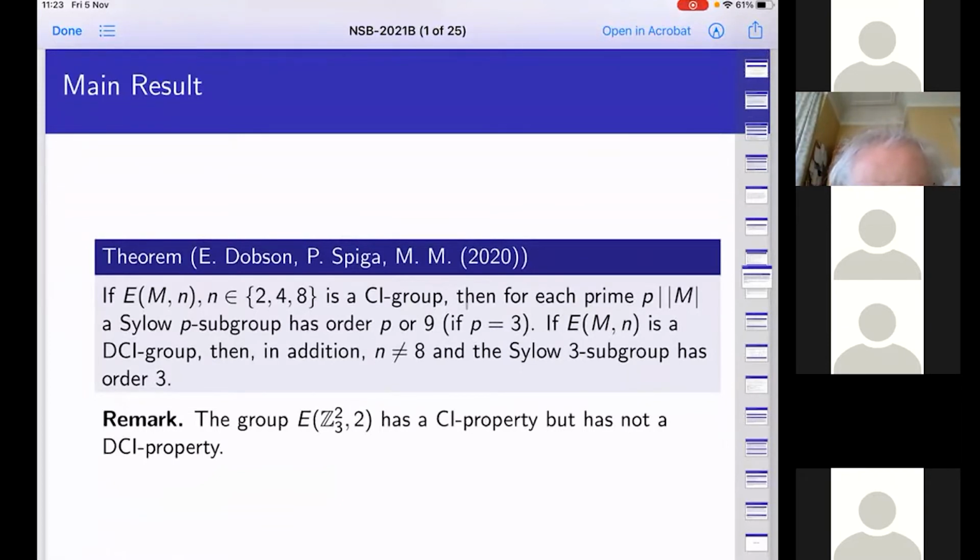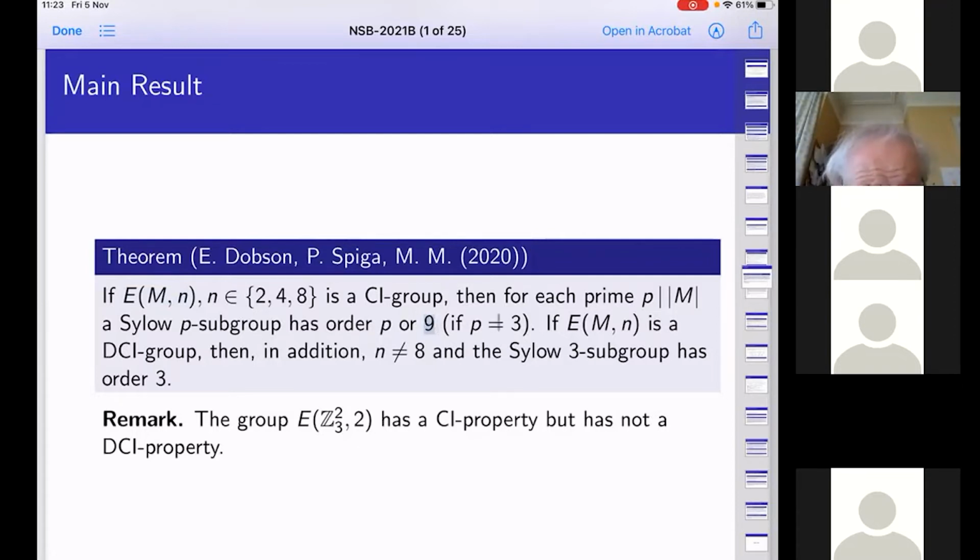So you remember that we have this group EMN, where in the case of n equal to 2, it is just a generalized dihedral group. For n equal to 4 and 8, this is a central extension. And we prove that if it is a CI group, then for every prime divisor P of the order of m, a Sylow P-subgroup should have order P. Or there is one exception: if P is equal to 3, it could be 9.